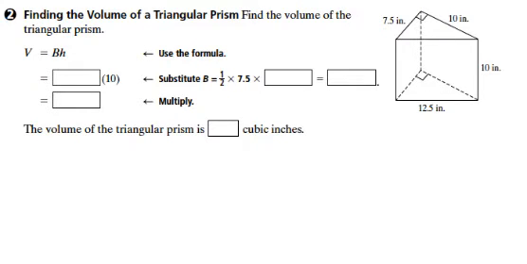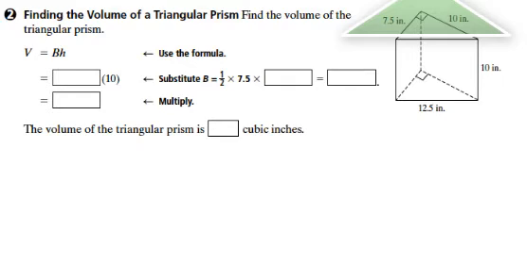For example number 2, we need to find the volume of the triangular prism. We start with the formula V equals the area of the base times the height. Well, our base is a triangle. You can see it, I've kind of highlighted it with some green here. So we're going to take 1/2 times the base and the height of that particular triangle. The base and height of that triangle are 7.5 and 10.